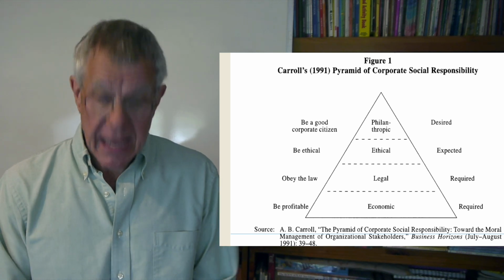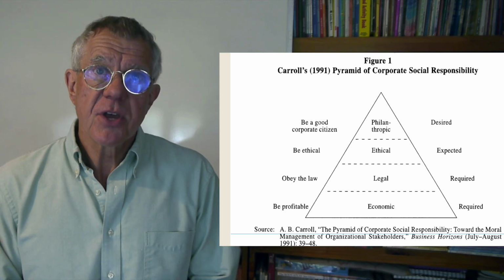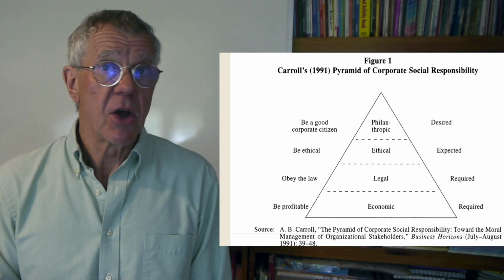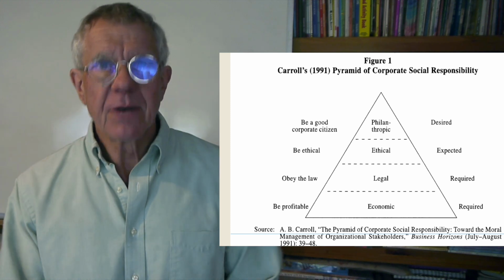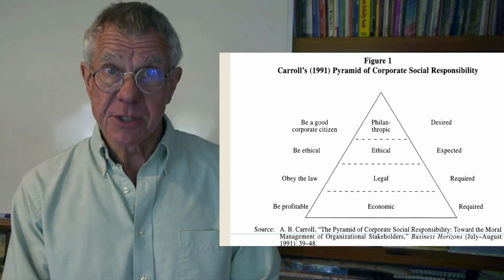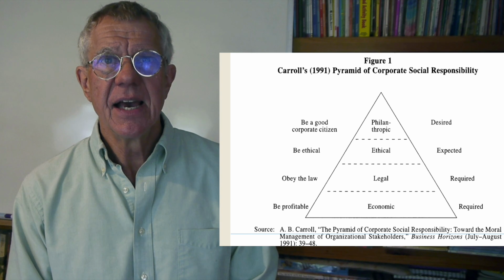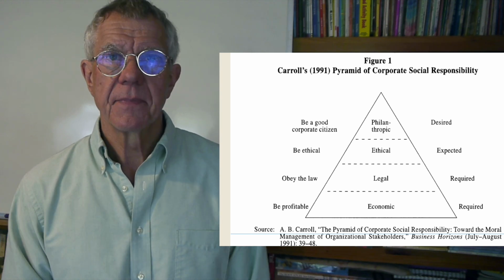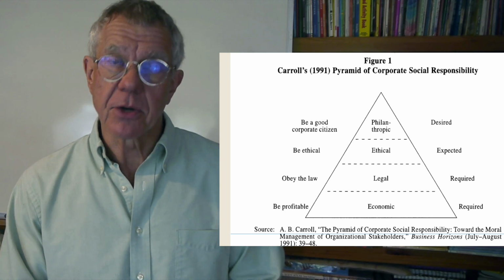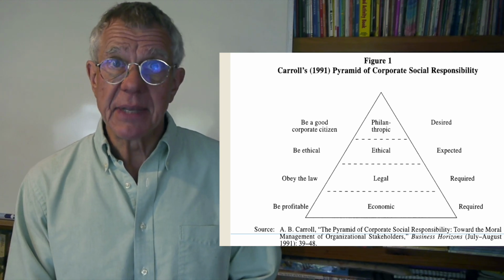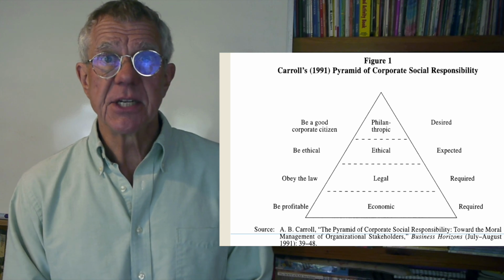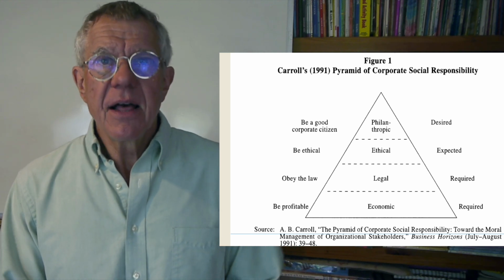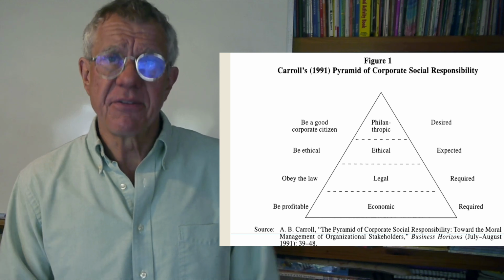One step up from that are legal responsibilities. The corporation has a responsibility to obey the law, to follow the laws that govern its activities. Here we're talking not just about laws that are specific to business activity, but laws more generally. The company has a responsibility to follow the law. A level above that are ethical responsibilities. These are responsibilities that are expected of the business. The others, the legal ones, the economic ones, are actually required.